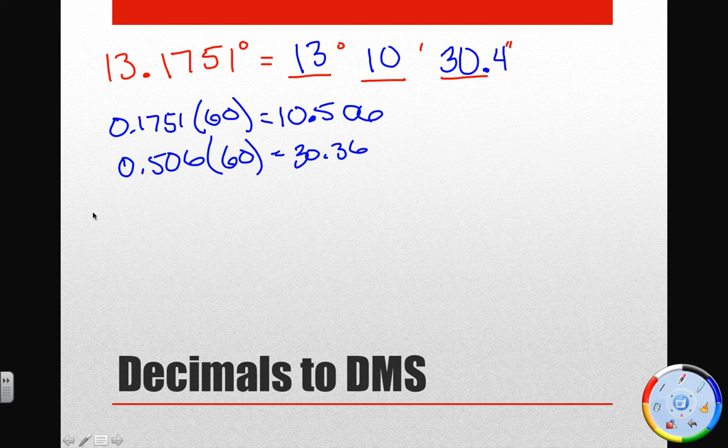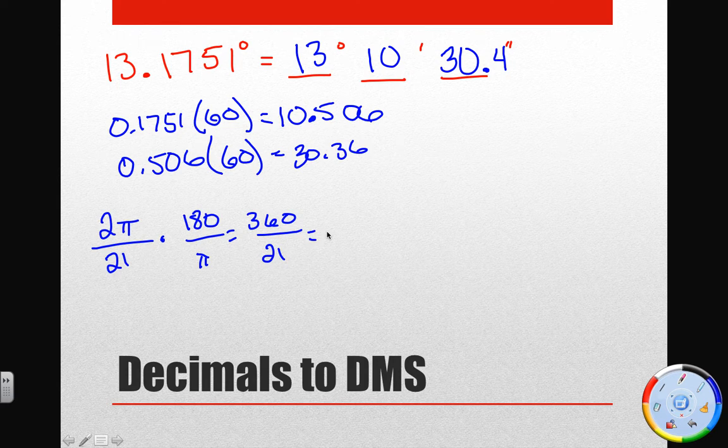Okay? So now I get back to what I was going to say about the radian measure. If I said, I don't remember what it was anymore, 2 pi 21sts, I have to change it to degrees. Oops, did the wrong one. Change it to degrees, so I have to multiply by 180 over pi. So I get 360 over 21. Well, I need a decimal. And this decimal is 17.14285714. And that's what my calculator says.